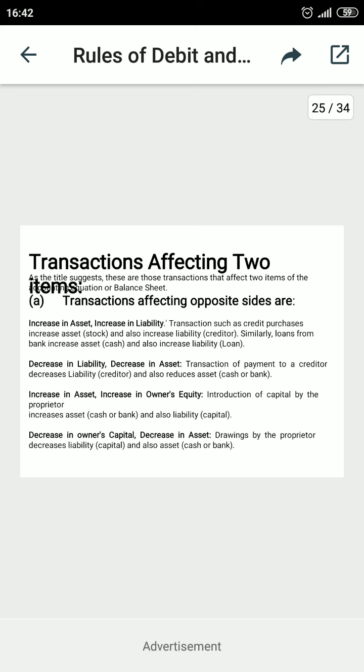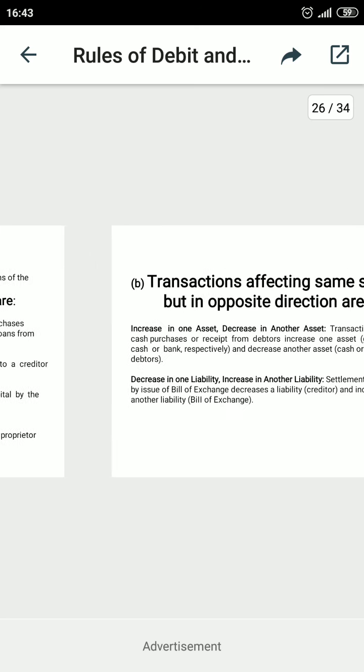Next is decrease in the owner's capital and decrease in asset, like the drawings made by the owner for personal use. It means when the drawing is done, the capital will reduce, the liability will reduce in the form of capital, and the cash is also reduced, either from cash or from the bank. So in all the examples, you may say both sides, debit and credit, are affected, either both are increasing or both are decreasing.